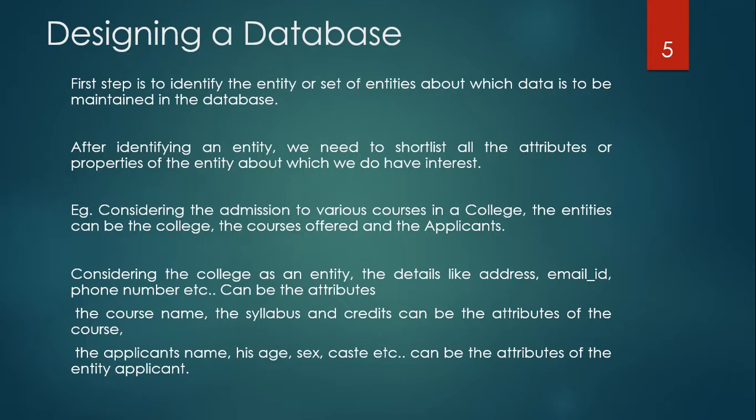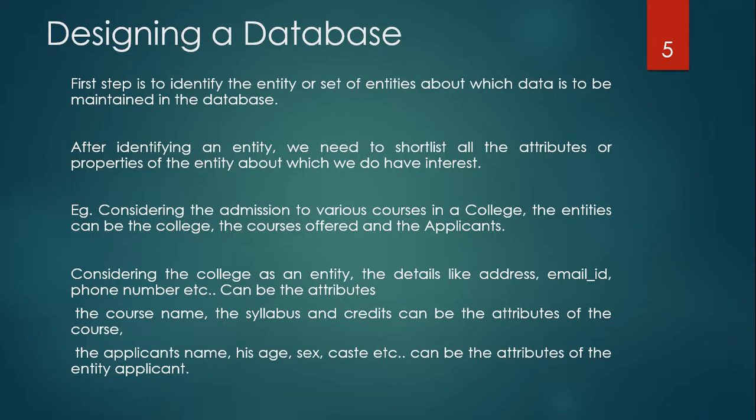So once you identify a student as an entity, we need to limit or shortlist the attributes that we need to represent in the database. For example, if you are going to consider the student's admission to a particular course, in that aspect, the student may be having so much of details about him.